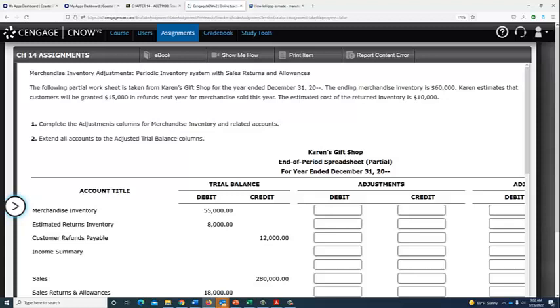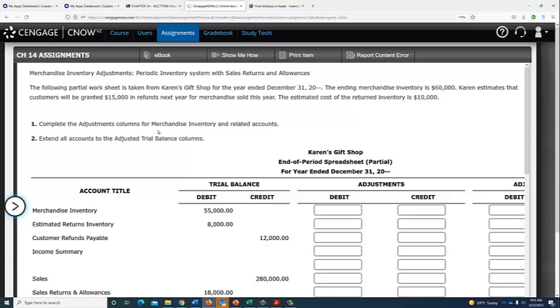Okay, in this one we're looking at a partial worksheet. It says here, this is a worksheet for Karen's gift shop. The ending merchandise inventory is $60,000, and Karen is estimating that customers will be granted $15,000 in refunds next year for merchandise sold this year, and the cost of those returns is $10,000.